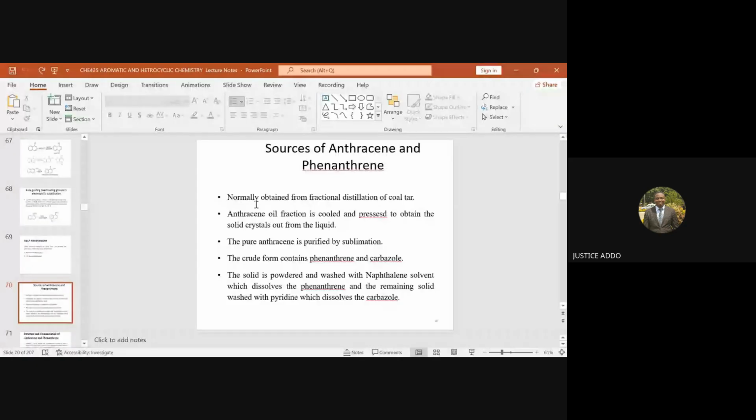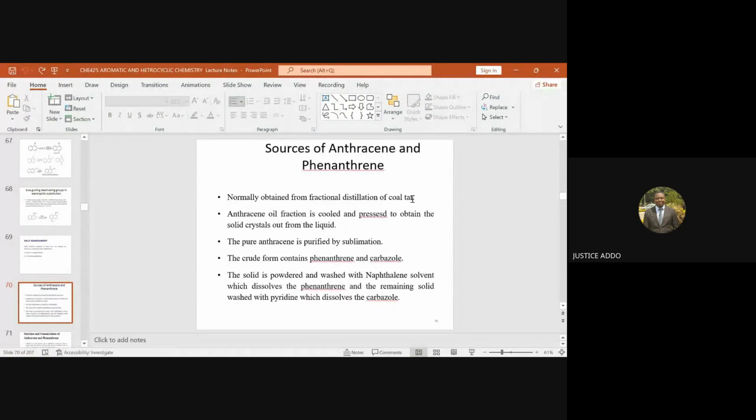So the sources are normally obtained from fractional distillation of coal tar. The same thing applies to naphthalene. So naphthalene, anthracene, phenanthrene, the source is from distillation of what? Coal tar. Anthracene oil fraction is cooled and pressed to obtain the solid crystals out from the liquid. The pure anthracene is purified by sublimation.